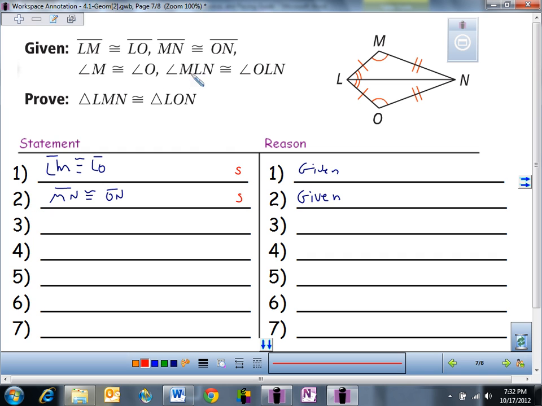And then down here we're going to get some more angles. So far we're going to need a total of 3 angles and 3 sides. We're going to need 6 things. And right now we have 2 things. So let's keep going.